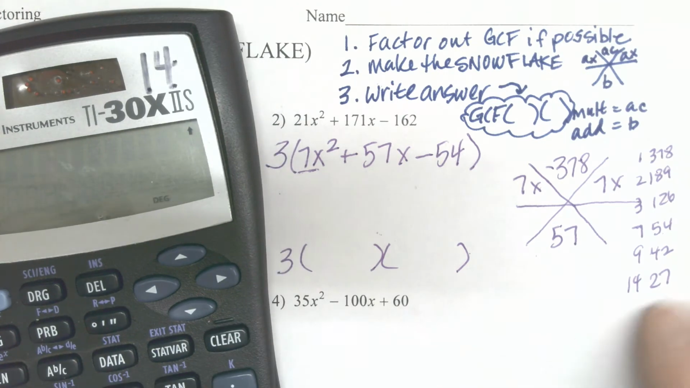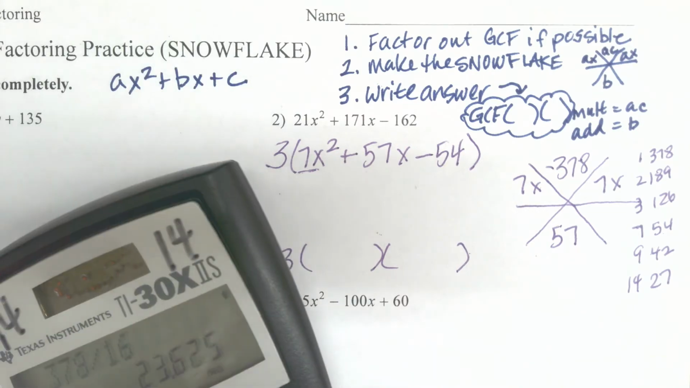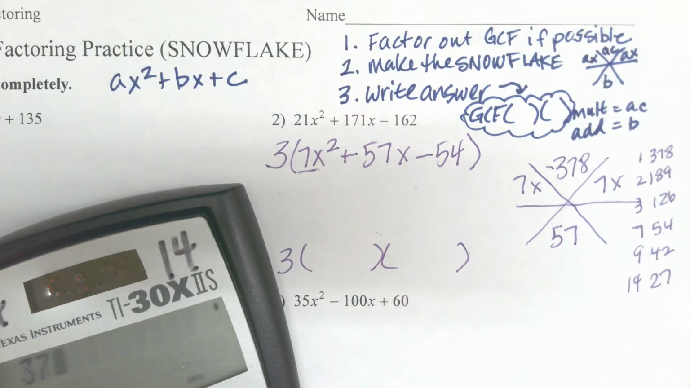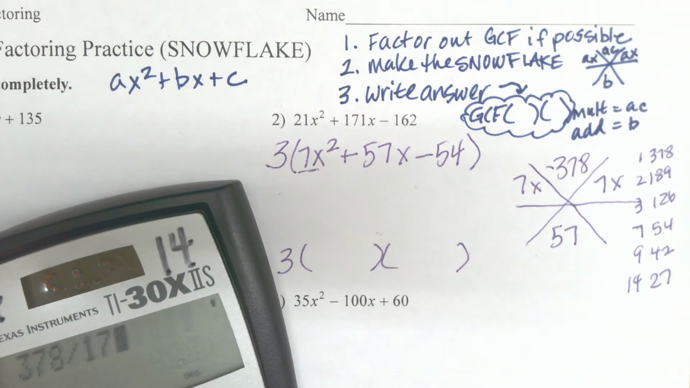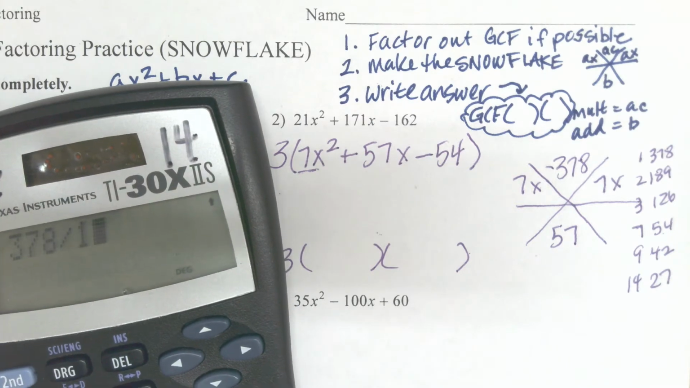Okay, so I'm going to try some more. I know it's not 15. I'll try 16. So 378 divided by 16. 378 divided by 17. 378 divided by 18. 18 and 21.